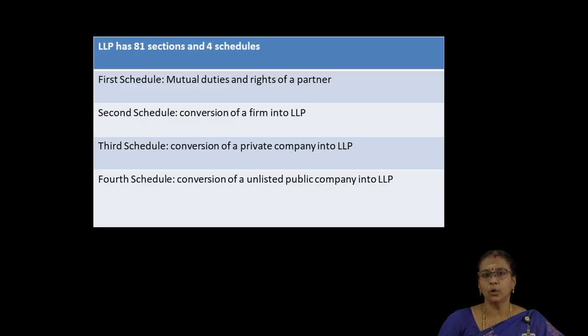The LLP Act has totally 81 sections and 4 schedules. The first schedule gives details about the mutual duties and rights of the partners. The second schedule deals with the conversion of a firm into LLP, the third schedule deals with the conversion of a private company into LLP, and the fourth schedule deals with the conversion of an unlisted public company into LLP. An unlisted public company cannot raise its funds by trading its shares in the stock exchange in India or abroad, but it can raise its own funds privately from the public. So, it is called an unlisted public company.